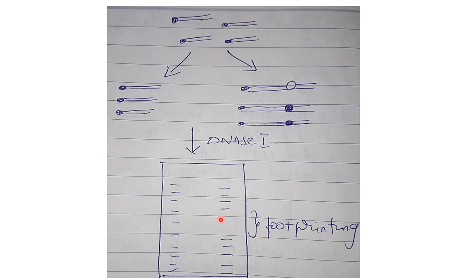Why did you get no bands over here? Because the protein got attached to the DNA and it prevented the DNase 1 from digesting the DNA in that region. That is why you got a footprint there. This is called DNA footprinting and it is used for DNA protein binding studies.